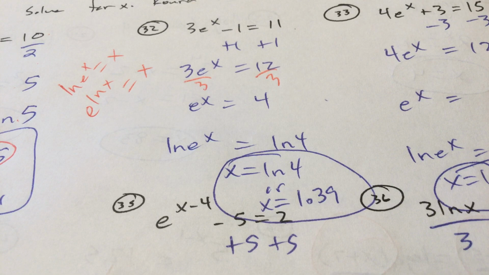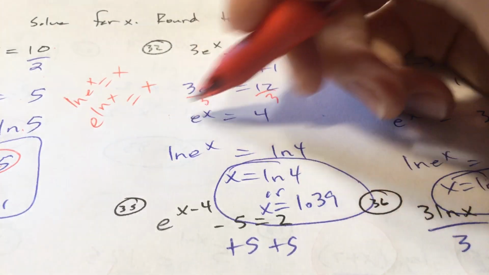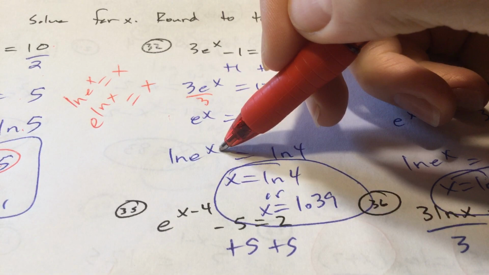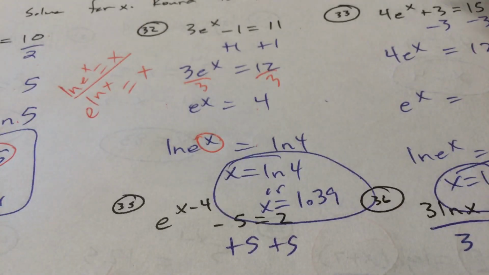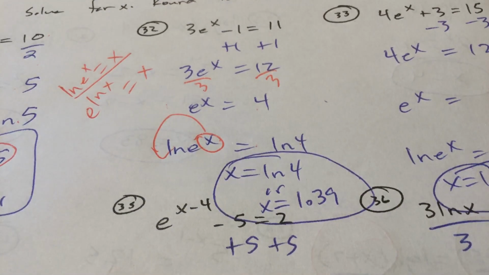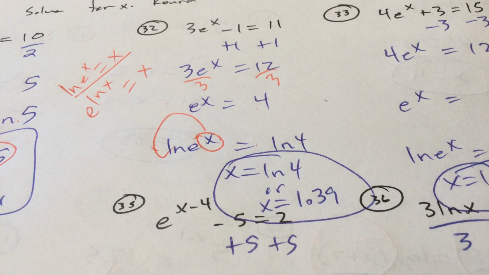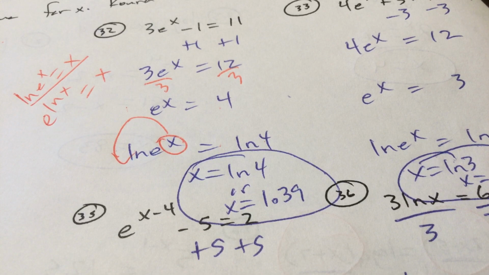E to the x equals 4. And then that's when I attach natural log to both sides. Natural log e to the x equals natural log 4. From this right here, x will come on down. X will be natural log 4, or roughly 1.31. Again, natural log 4, perfect answer.